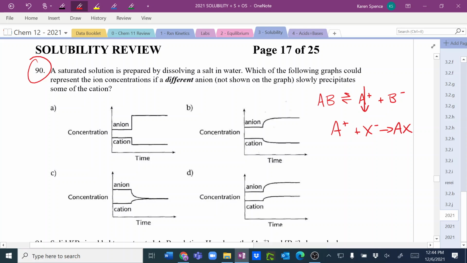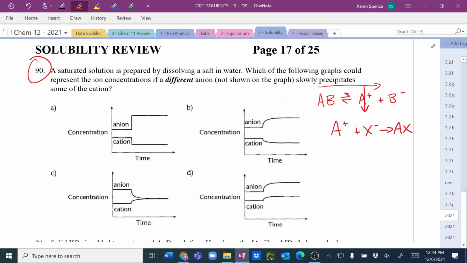Actually, I don't like any of these graphs. But, you know, let's see what we do. So it goes down, and then what's going to happen? It's going to shift to the right. So that means that A and B are both going to go up. So I don't really like any of these graphs. I think they're terrible. I would say E, none of the above.